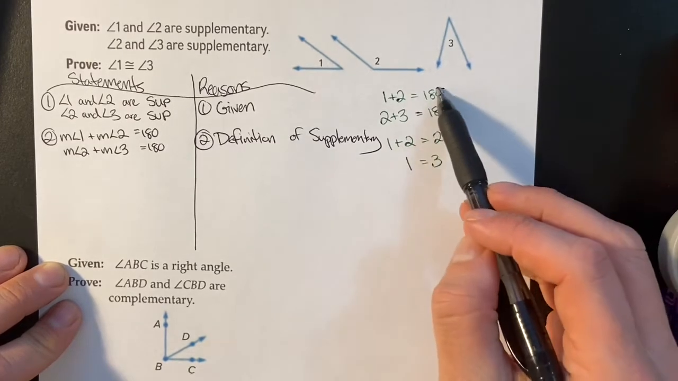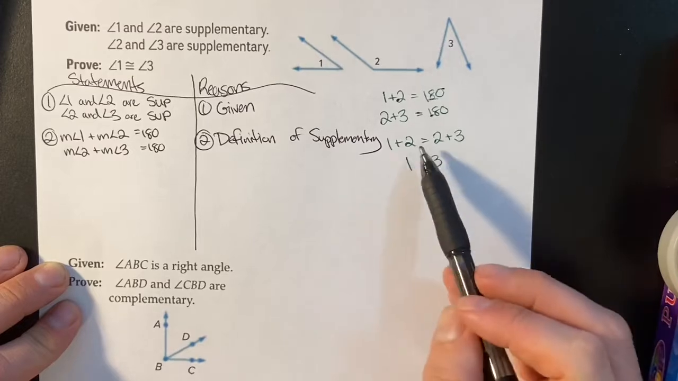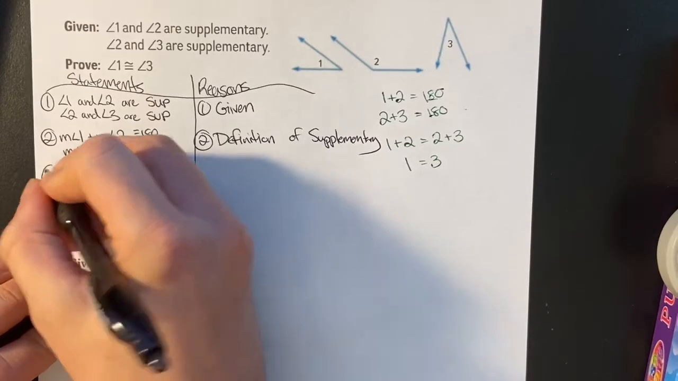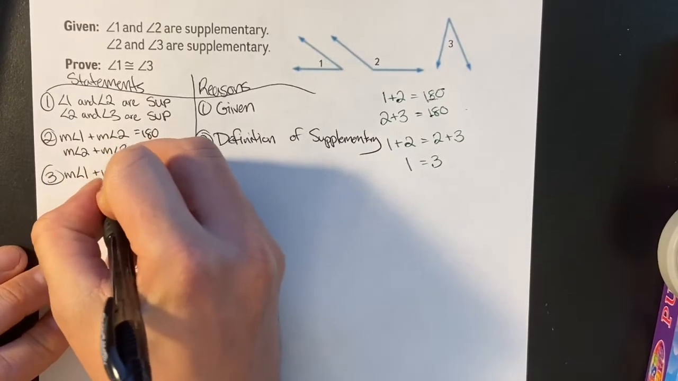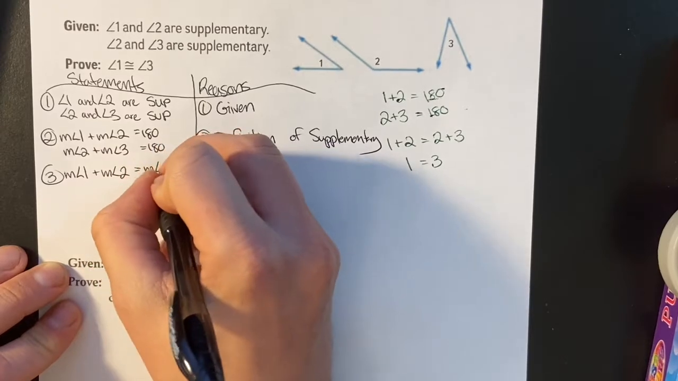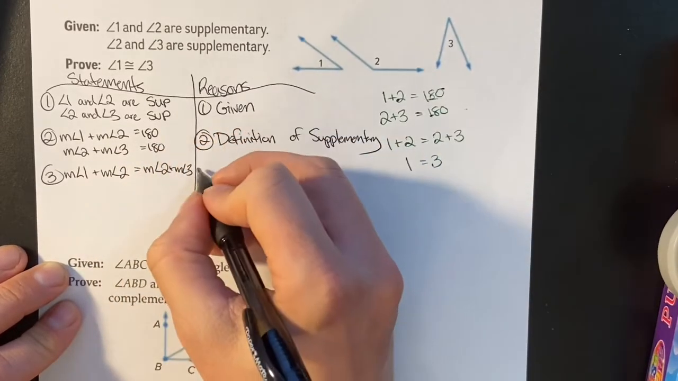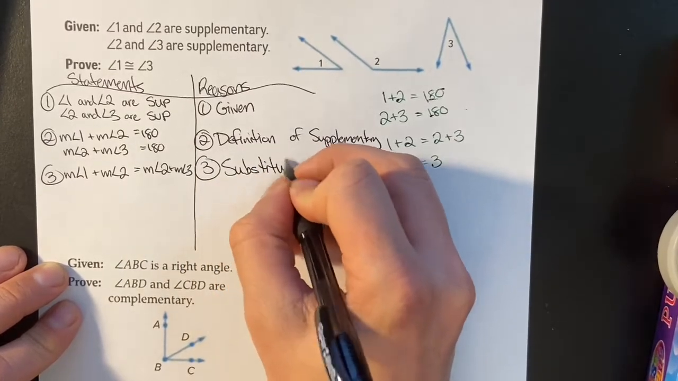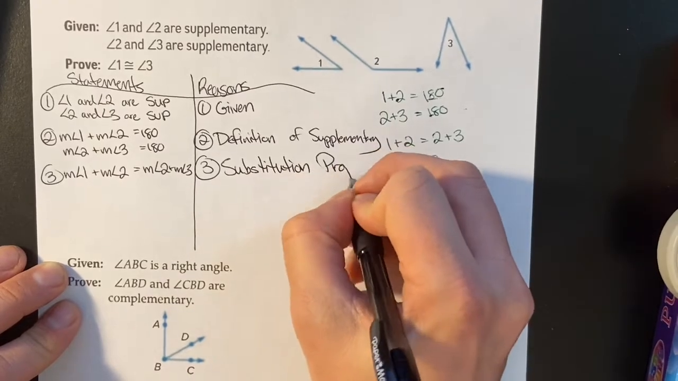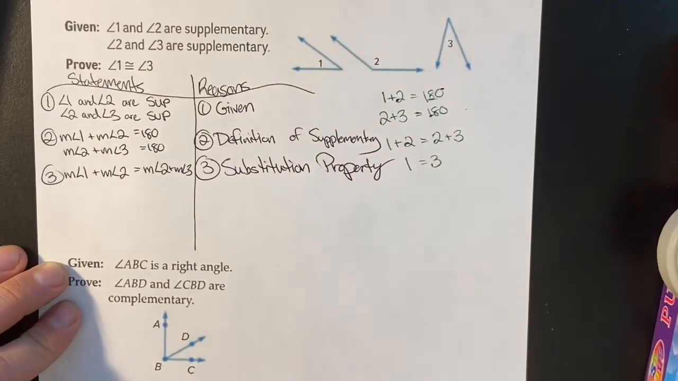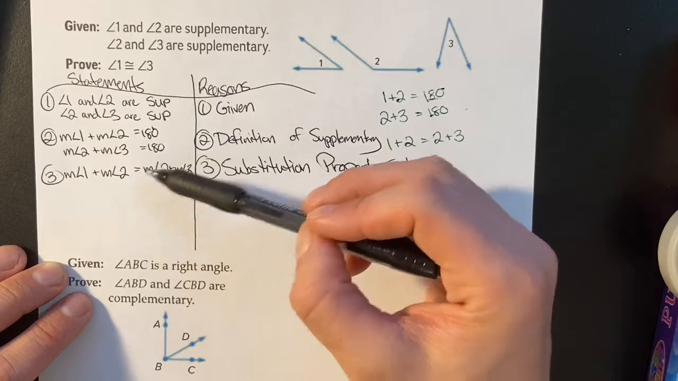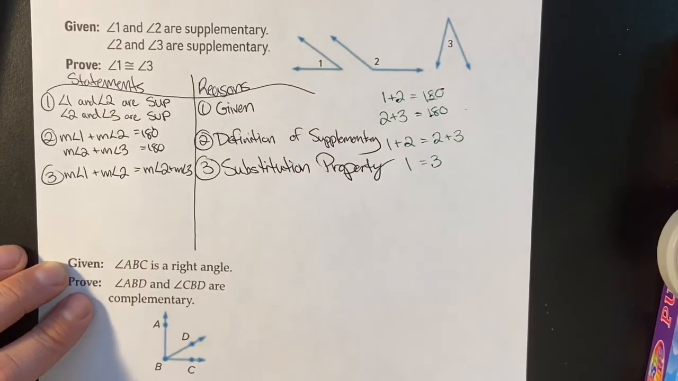Then what I said next is if both of these equal 180, then they equal each other. If 1 plus 2 is 180 and 2 plus 3 is 180, then 1 plus 2 is 2 plus 3. So I could say the measure of angle 1 plus the measure of angle 2 equals the measure of angle 2 plus the measure of angle 3. And the reason why is the substitution property. Because 180 equals this, 180 equals that, so this equals that. Substitution.